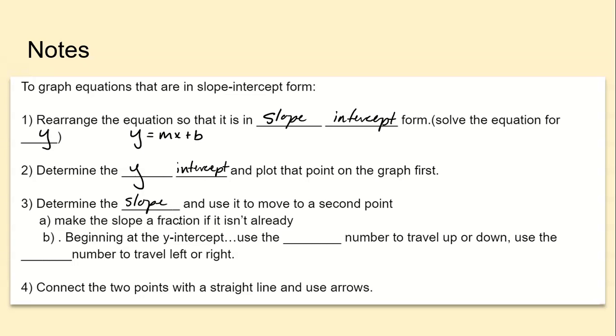So make the slope a fraction if it isn't already. Beginning at the y-intercept, use the rise number to travel up or down, and use the run number to travel left or right. Remember that slope, m, can be expressed as rise over run. So we use our numerator to determine how our slope moves on the y-axis, and we use our denominator to determine how our slope moves on the x-axis. So then we connect the 2 points with a straight line and use arrows.